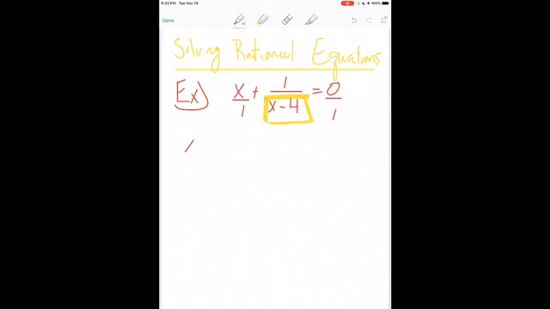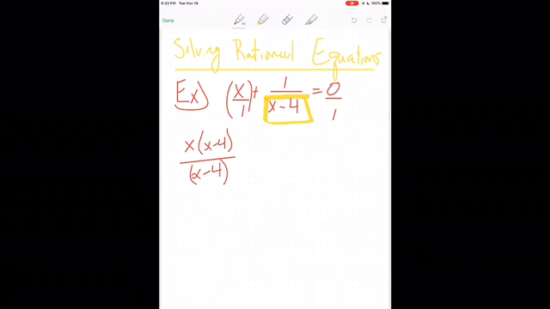So we're going to multiply x by x minus 4 over x minus 4. Right? We're multiplying this first term by x minus 4 over x minus 4. Why are we allowed to do that? Well, x minus 4 over x minus 4 simplifies to just 1. So you're not actually changing the term. Right? If we wanted to, we could go through and cancel both of those out. And we would be left with just x, which is what we started with.